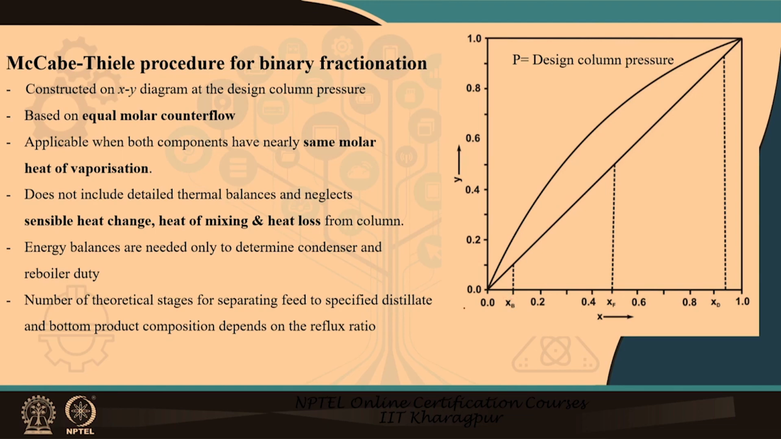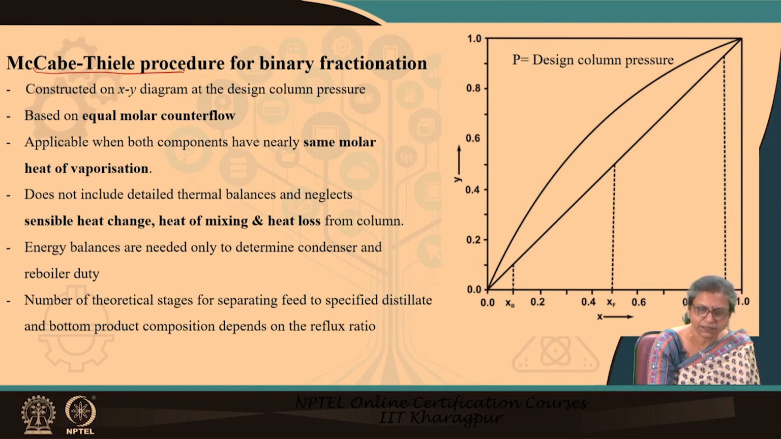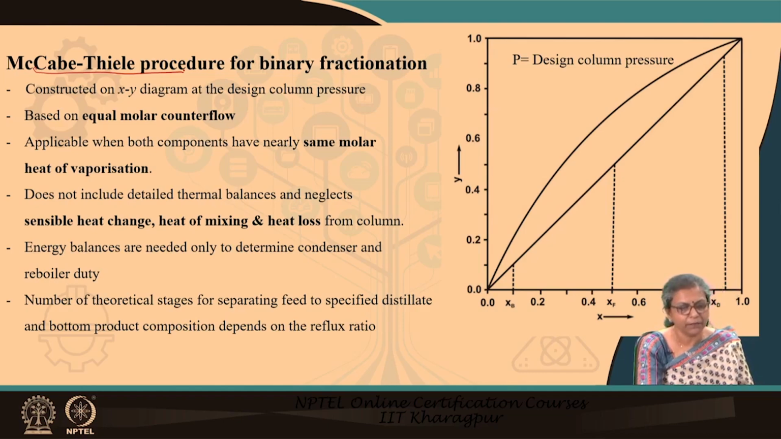Now, generally for binary fractionation, we use a graphical procedure which is commonly known as the McCabe-Thiele procedure for binary fractionation, and this is constructed on this particular XY plot. This McCabe-Thiele procedure is based on certain assumptions, due to which the construction becomes much easier, and therefore we can find out the total number of ideal stages by the graphical procedure.